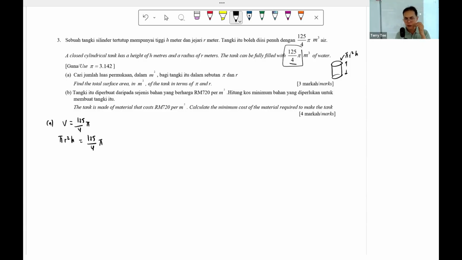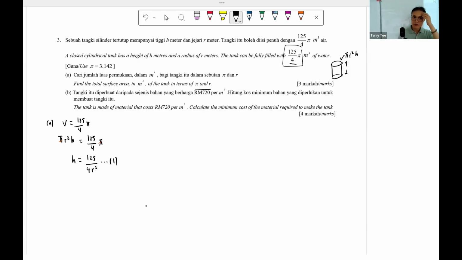Now you notice the question says find the total surface area in terms of pi and r. In terms of pi and r means you don't have h. So we're going to get rid of h. To get rid of h, we make h the subject. I can cancel pi and pi, divide, and my h is 125 over 4r squared. Equation number 1.